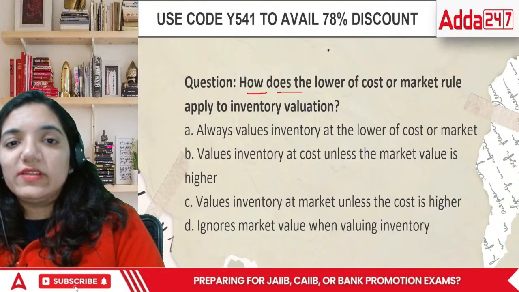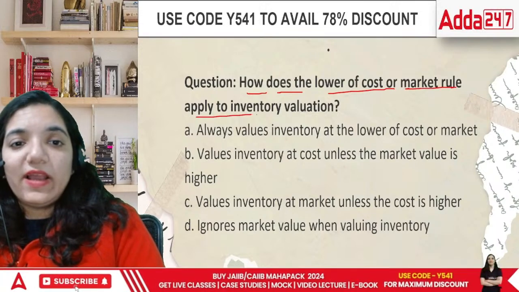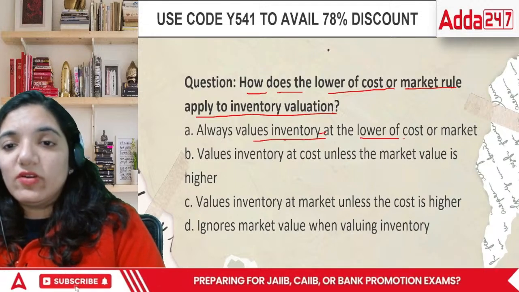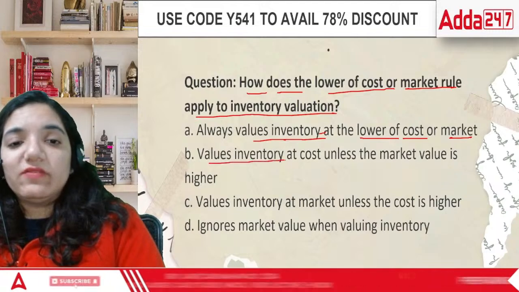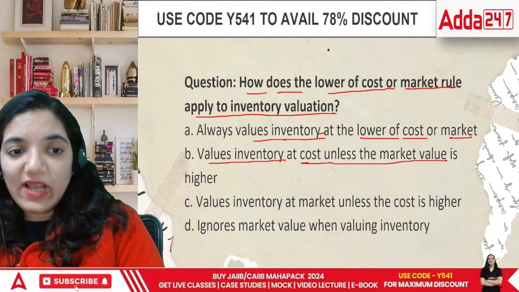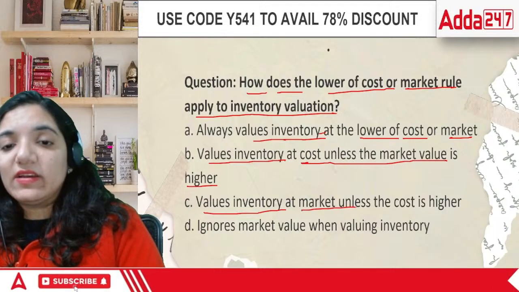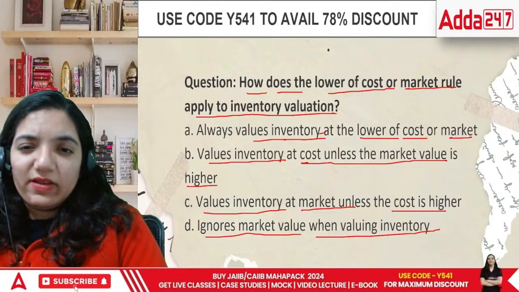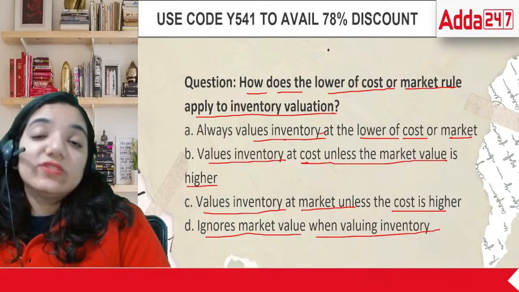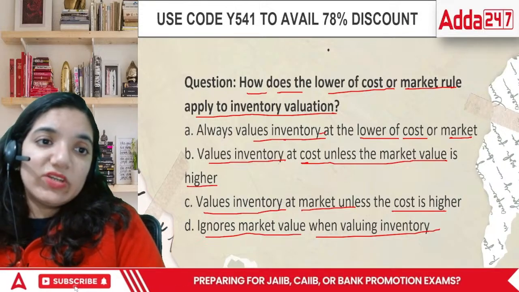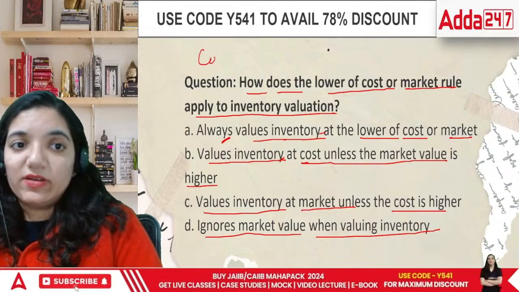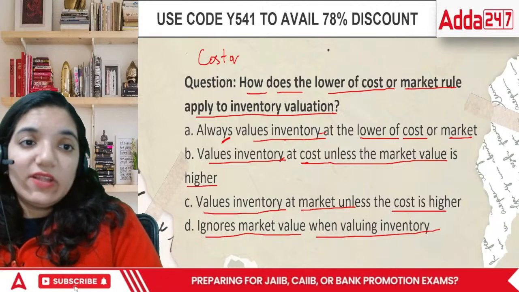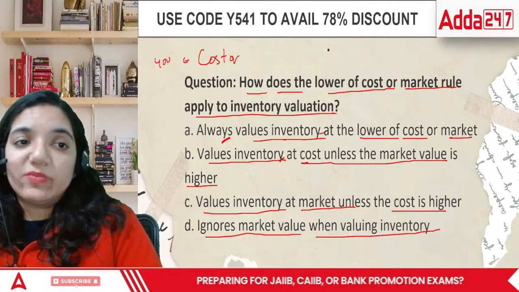Next question. How does the lower of cost or market value apply in inventory valuation? Always values inventory at lower of cost or market. Values inventory at cost unless the market value is higher. Values the inventory at market unless the cost is higher, or ignores market value when valuing inventory. AS2 states that whenever we are recording our inventory, always record either at the price at which you have bought it, that is cost, or if I sell it in the market today, what will I fetch? For example, I bought the raw material for 400 rupees per kg.